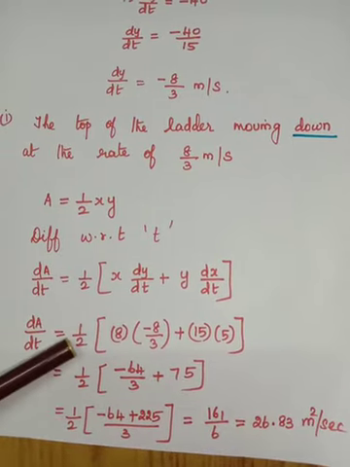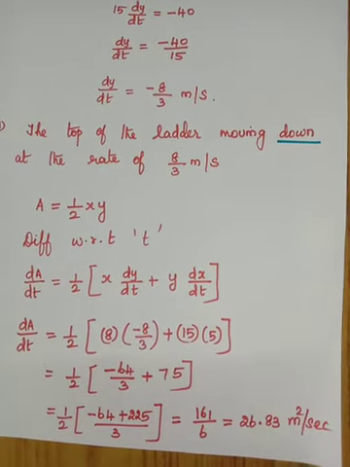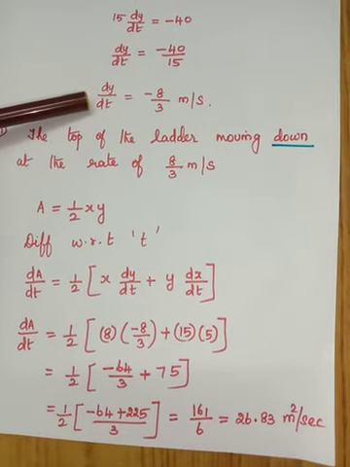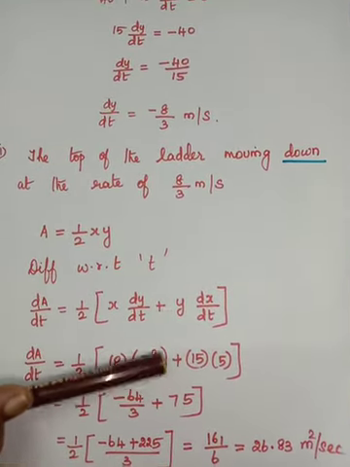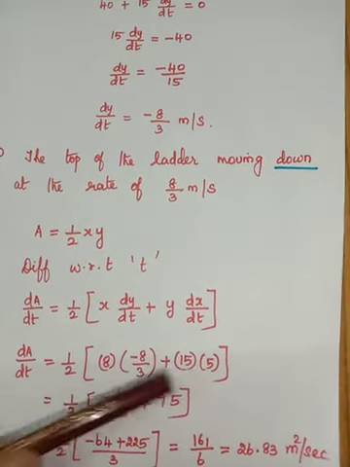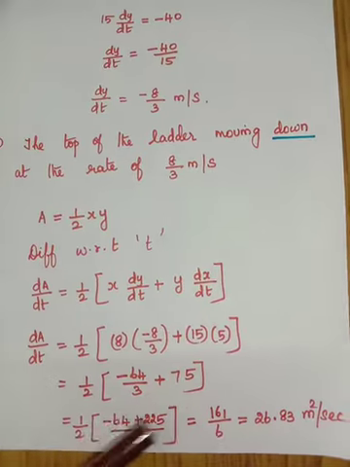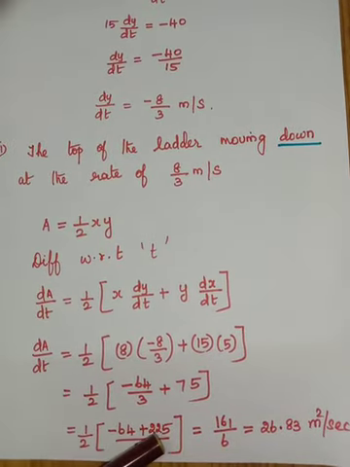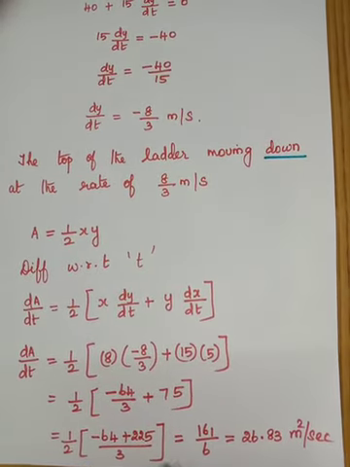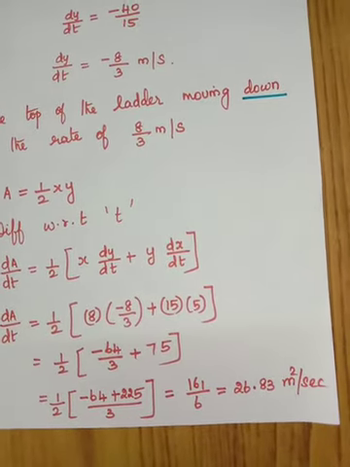So see now, half, what is x? x is given as 8. And dy by dt, from the first subdivision we have found, is minus 8 by 3, and plus what is y? y we have found 15, and dx by dt is given as 5. So when you substitute in this result, your answer is minus 64 by 3 plus 75. When you take LCM, it is minus 64 plus 225 divided by 3. So when you calculate, it is 161 divided by 2 into 3, which is 6. So it is equal to 26.83 meter squared per second. Thank you, students.